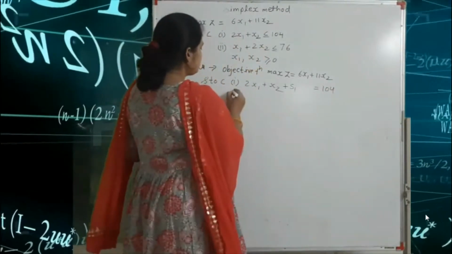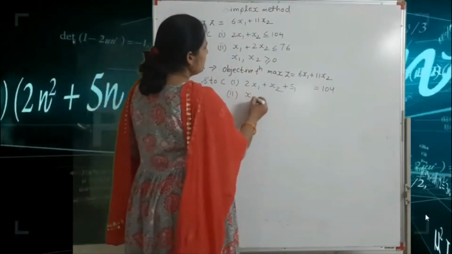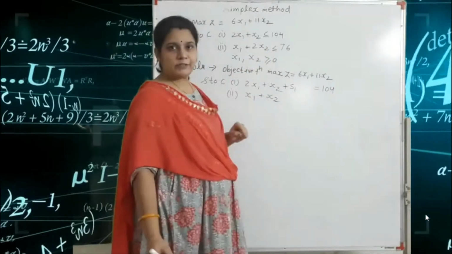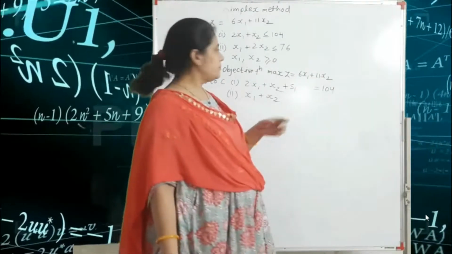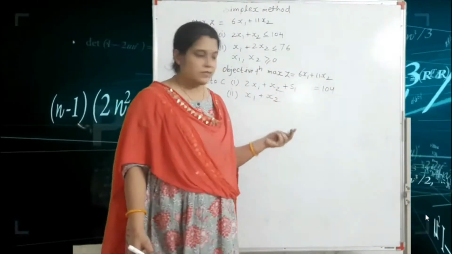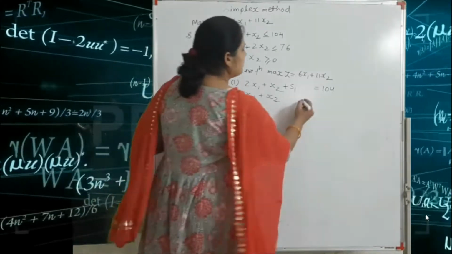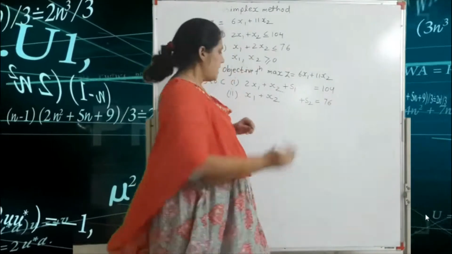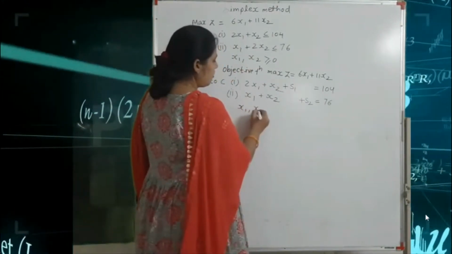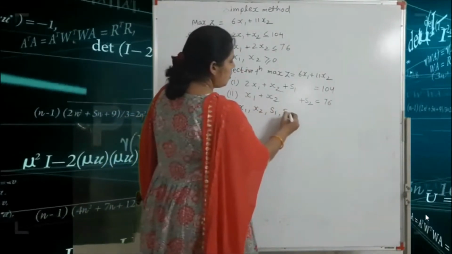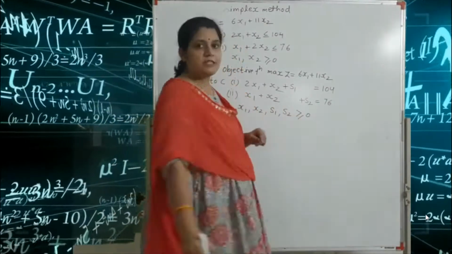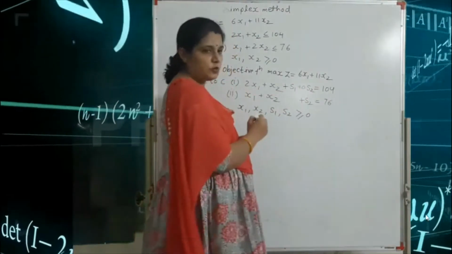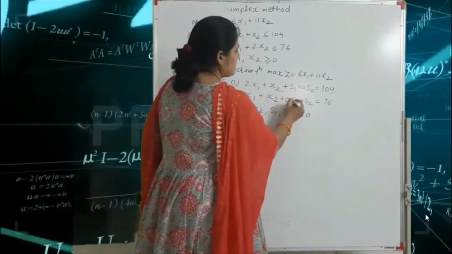The second equation is x1 plus 2x2. Here we are less than equal to type, so we use again a slack variable, the next slack variable s2, is equal to 76. And here we write x1, x2, s1, s2 greater than equal to 0. So in the objective function, we write 0 dot s1 and 0 dot s2.